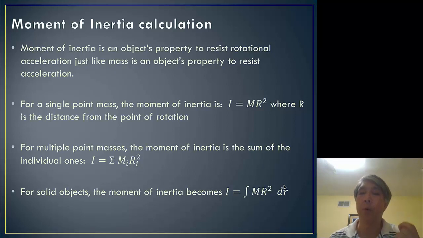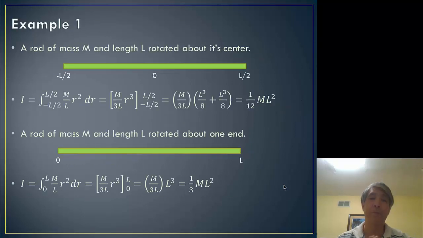When I have multiple point masses, then the moment of inertia is the sum of all those individual points, mr squared here plus mr squared there, again the distance to the rotation. When I have solid objects, that sigma sign now becomes an integral sign, so it becomes the integral of mr squared dr. If the mass changes with radius, you need to be careful with that. Then we need to account for that as m dr, and we'll talk about that in an upcoming PowerPoint.